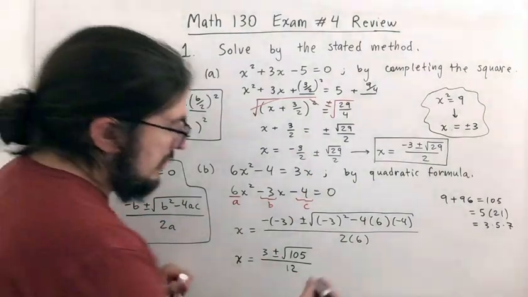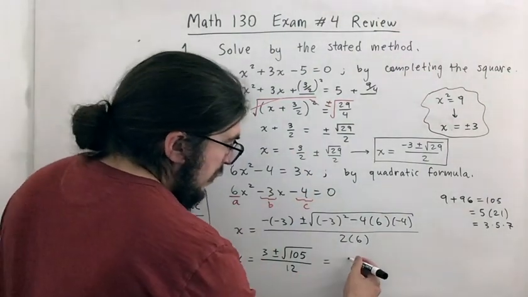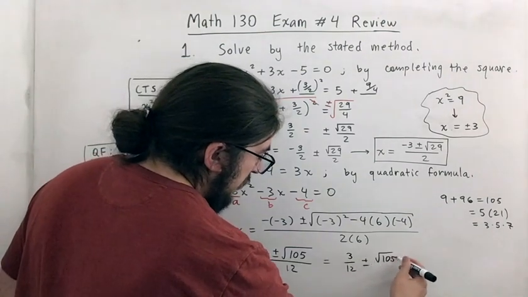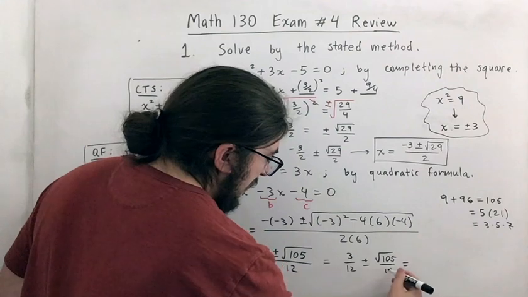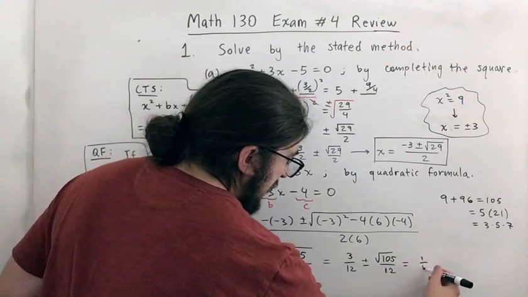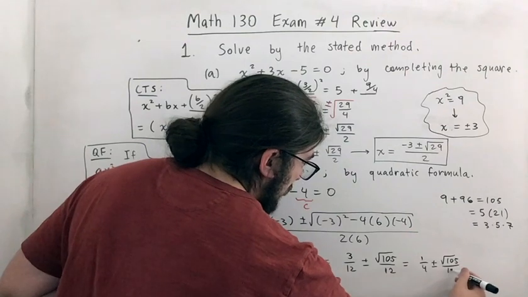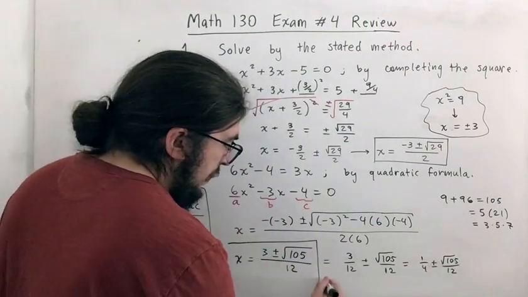So if you want to see that, I guess I could show it over here. So that's 3 over 12 plus or minus radical 105 over 12. There's no cancellation with the second term, but there is with the first one. So you could write your answer like this, I guess, but I honestly think it's better just to write it like we had it initially.